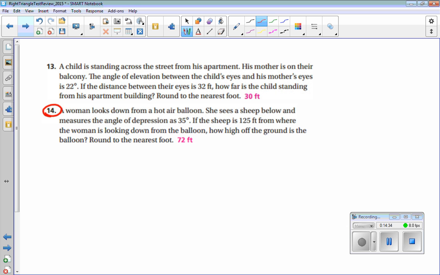We have a hot air balloon. She looks down, so I'm going to put H up here for hot air balloon, and she looks down and sees a sheep.